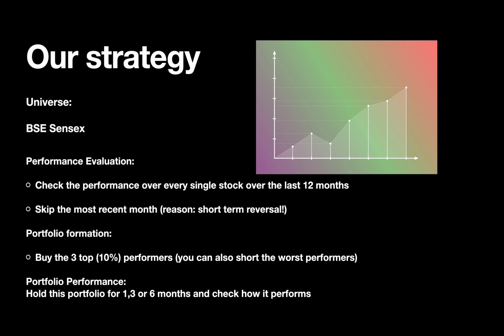We are checking the performance of every single stock over the last 12 months, skipping the most recent month. That is due to the short-term reversal effect. I've covered that in another video on my channel. After that, we form our portfolio consisting of the top 10% performers. By the way, you can also short the worst performers. I've done that in my other momentum video. Be kindly invited to check that out.